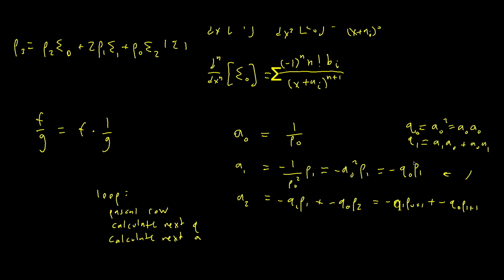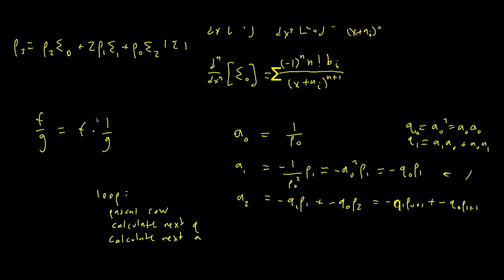And then, now that you've calculated the next q, you can calculate the next row of a from that q, because this row requires q1. Then you calculate the next Pascal row, then the next row of q, which now depends on a2, which we've just calculated. Now that you've calculated the next q row, you can calculate the next a row. And you keep doing this for as many nth derivatives of 1 over g as you need.